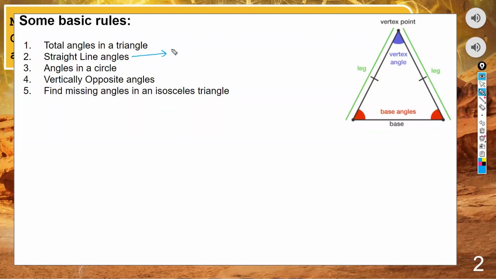And someone just wanted a quick refresher. A straight line is 180 degrees. So let's see where the character ends up today.